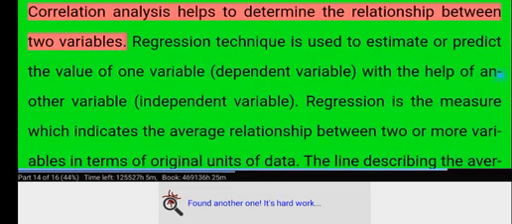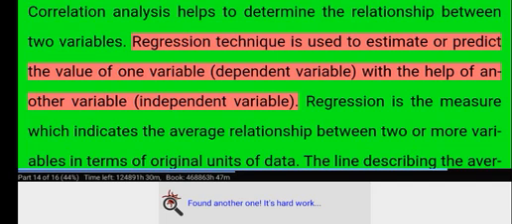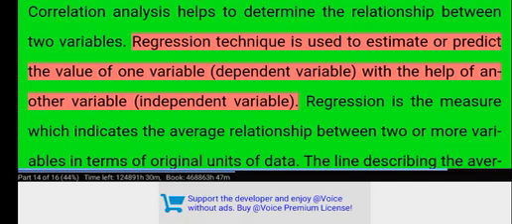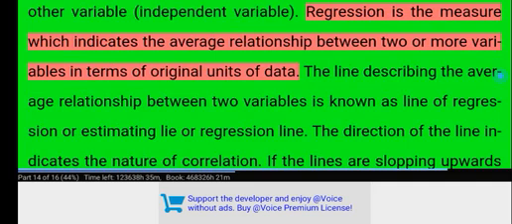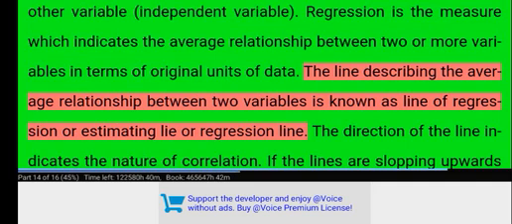Regression analysis. Correlation analysis helps to determine the relationship between two variables. Regression technique is used to estimate or predict the value of one variable, the dependent variable, with the help of another variable, the independent variable. Regression is the measure which indicates the average relationship between two or more variables in terms of original units of data. The line describing the average relationship between two variables is known as line of regression or estimating line or regression line.